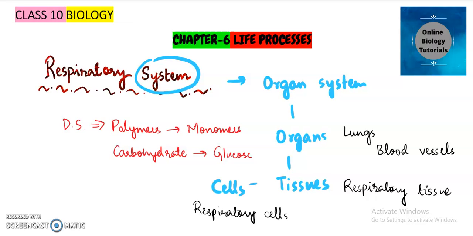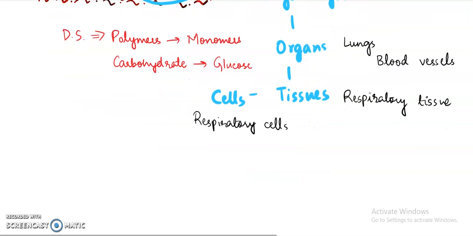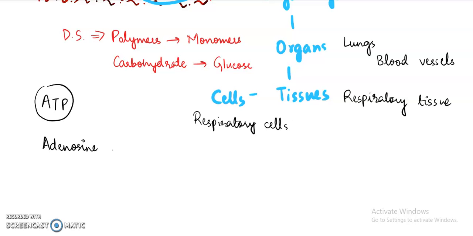Now, the respiratory system is the one that deals with energy production, and the energy currency in our body is ATP, which stands for adenosine triphosphate. So the respiratory system actually starts its work from glucose. The reaction of respiration starts with glucose and ends in energy production in the form of ATP. So when we talk about respiration, we talk about energy production.